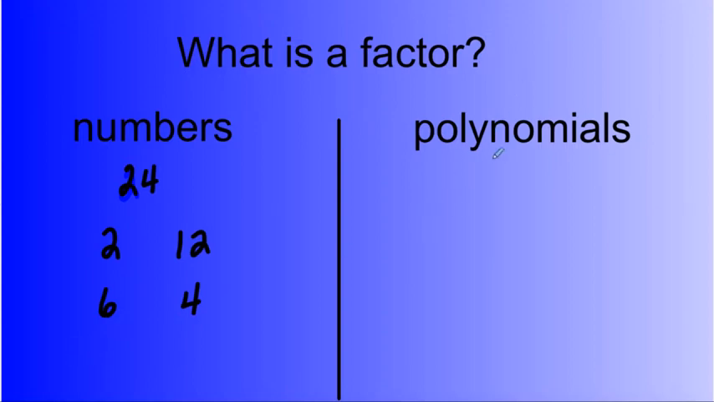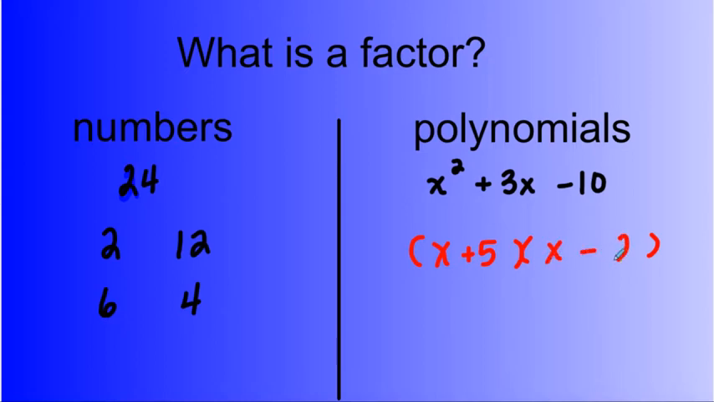Now, it gets a little bit more confusing when we look at a polynomial. Say we look at something like x squared plus 3x minus 10. You've been asked over the years to factor that polynomial, and all that means is to break it up into things that multiply to give you that polynomial. And so here's a great example. This would factor to x plus 5 and x minus 2. Again, when we factor, we're looking for factors that multiply to negative 10 and add to positive 3. So this is in factored form.